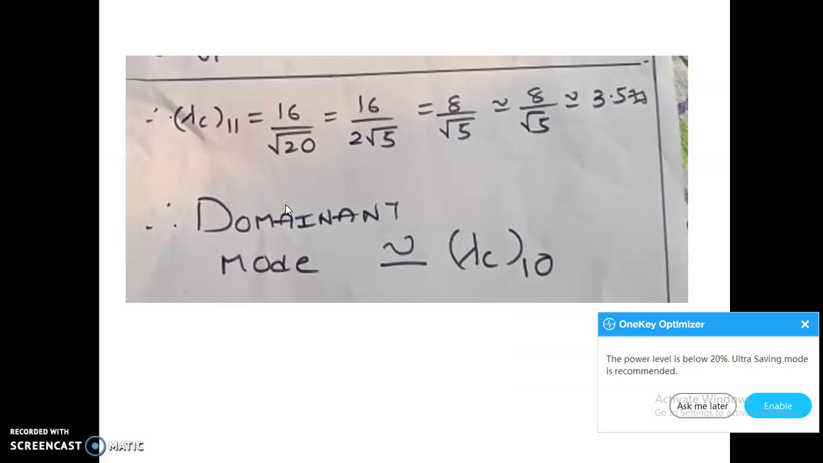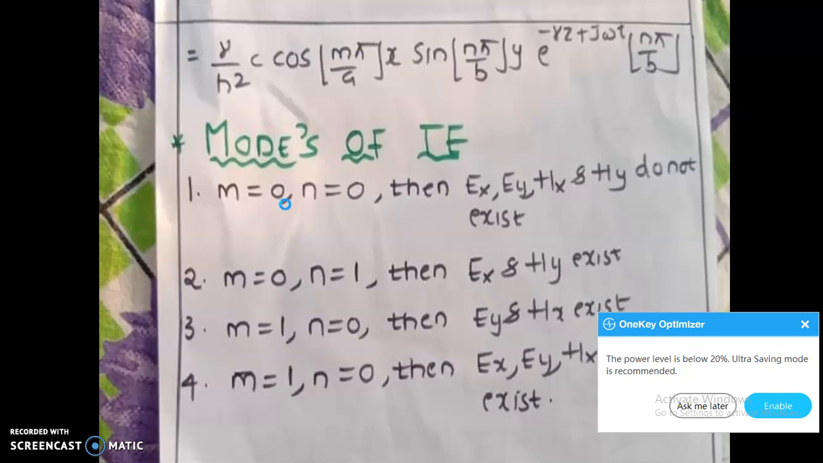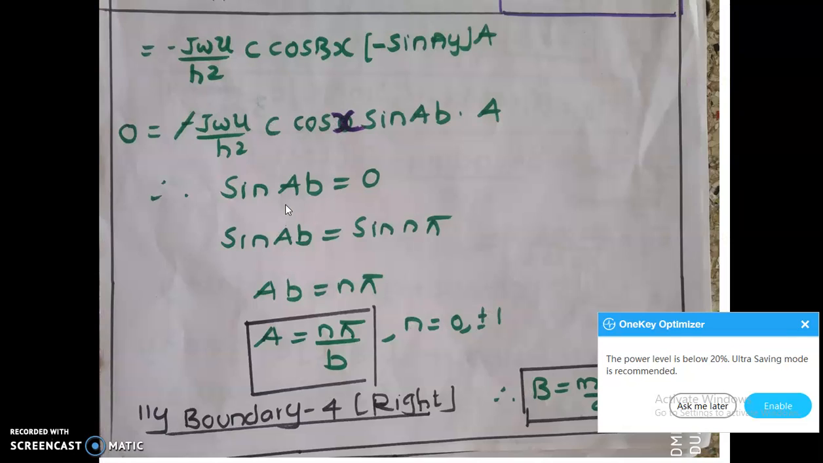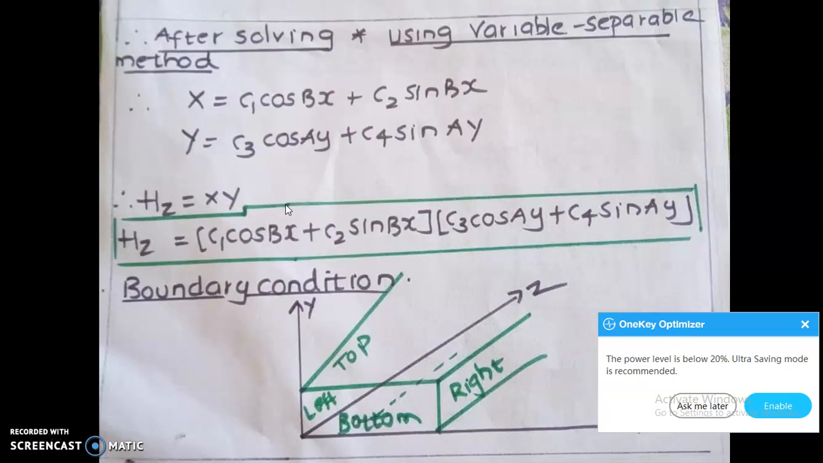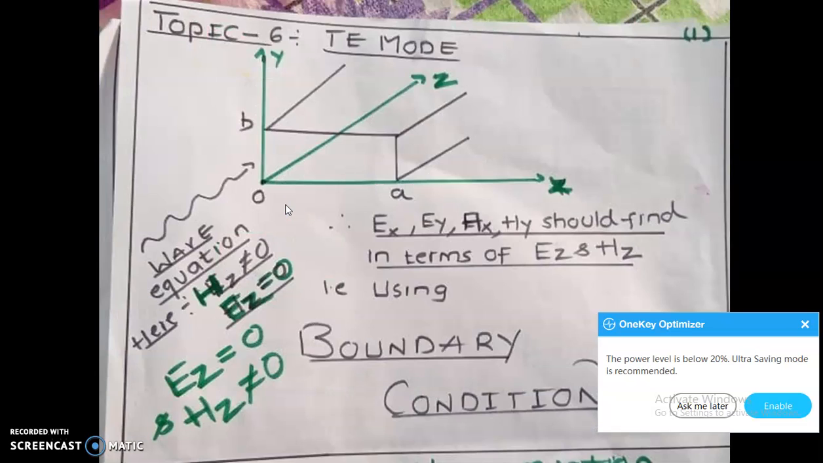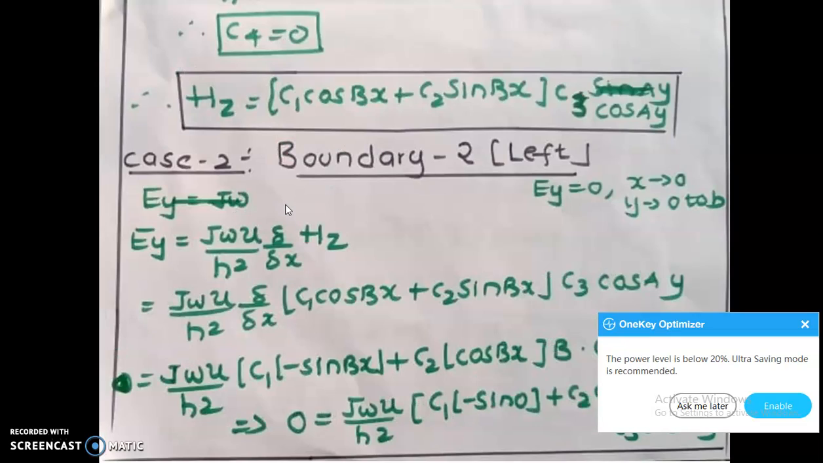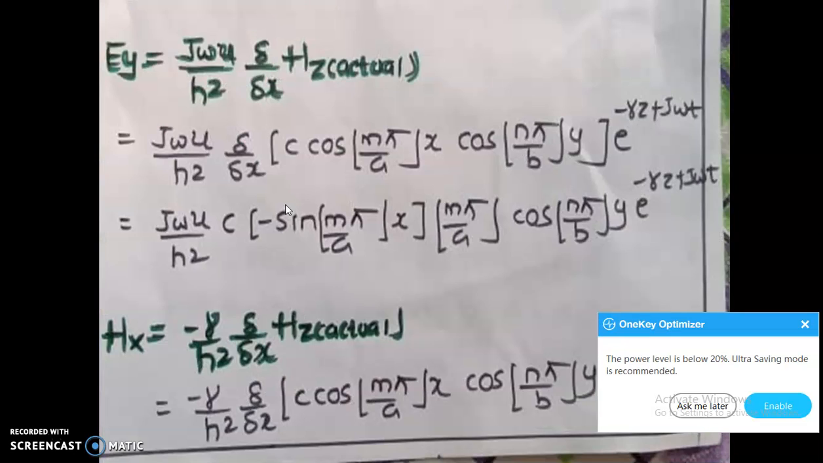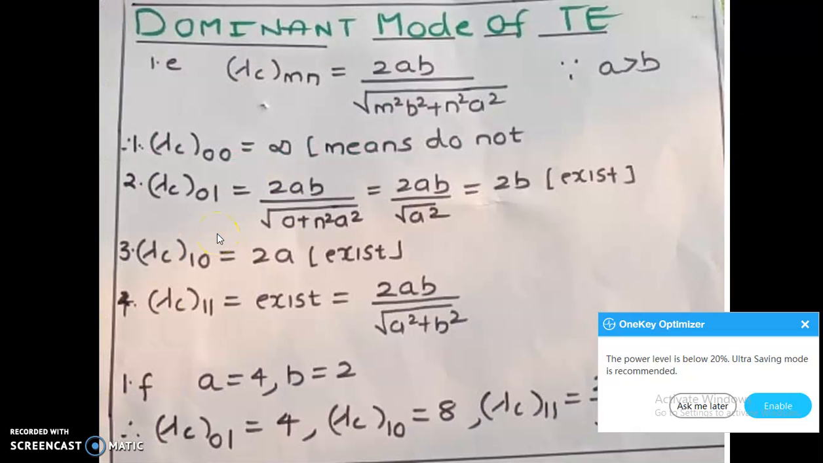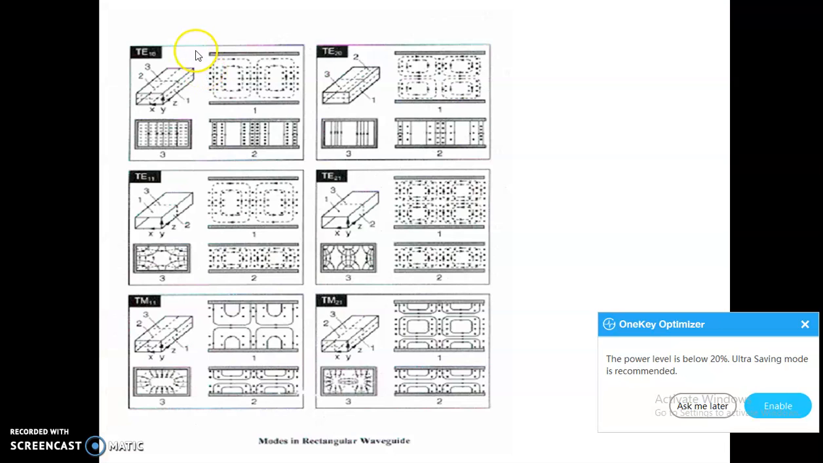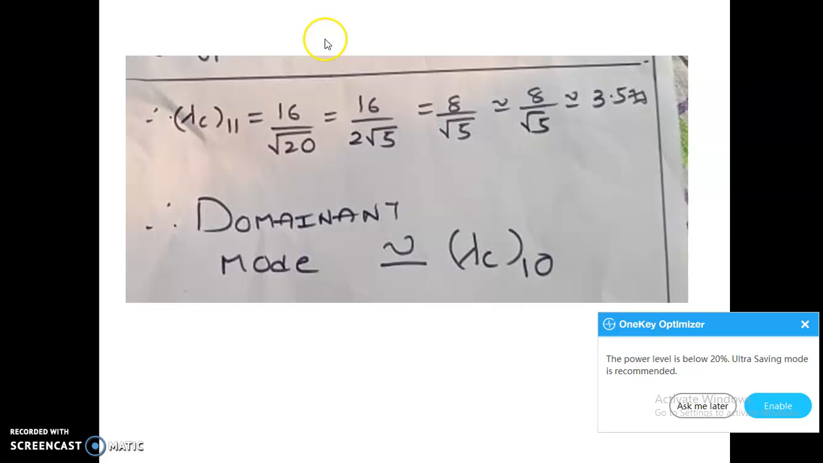I hope you have understood. In this session I have discussed the TE mode completely. In TE mode, I used the boundary conditions, and then I got Ex, Ey, Hx, Hy, then I got the modes and existence of the fields, and from that I got the dominant mode. So the dominant mode of TE is 10 and the dominant mode of TM is 11.